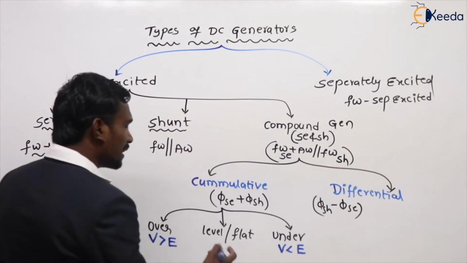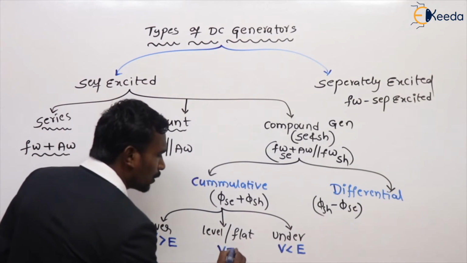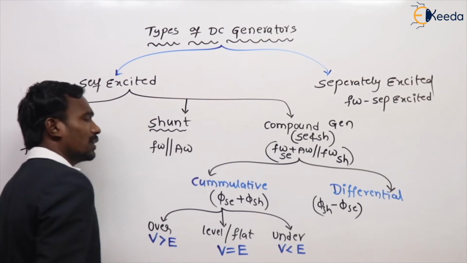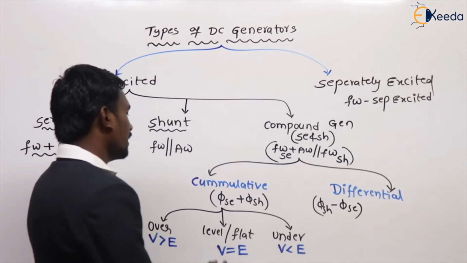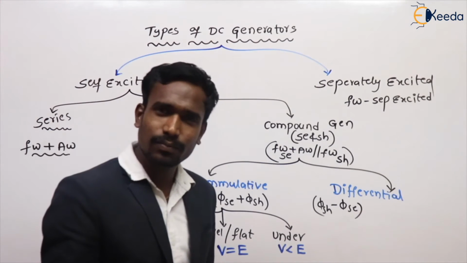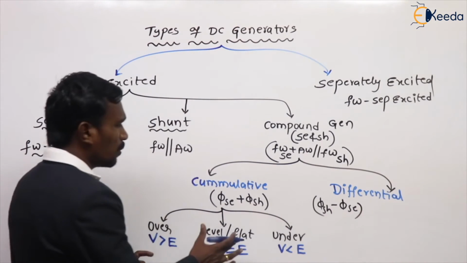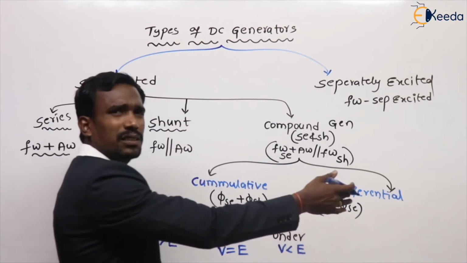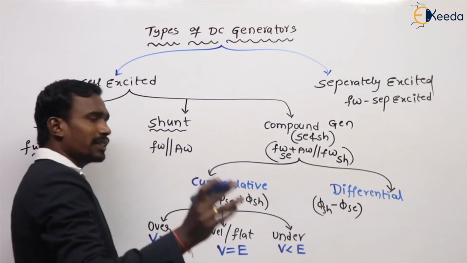What is level compound or flat compound? When the no load voltage and the load voltage are both equal, it is called level compound or flat compound. This is one way, and there are no other types. We have only three types for cumulative.